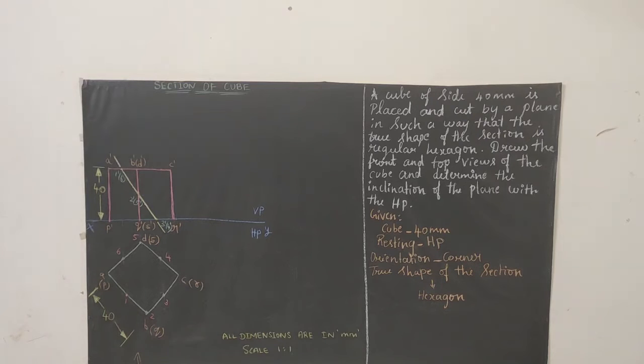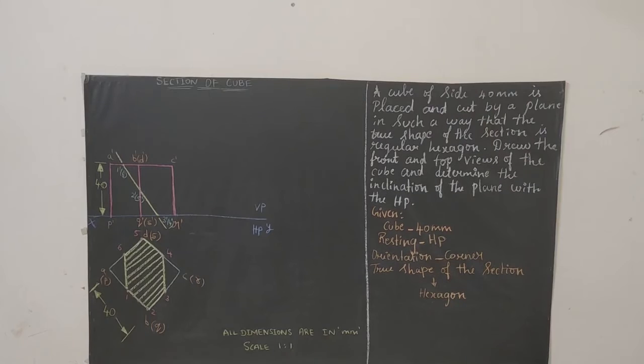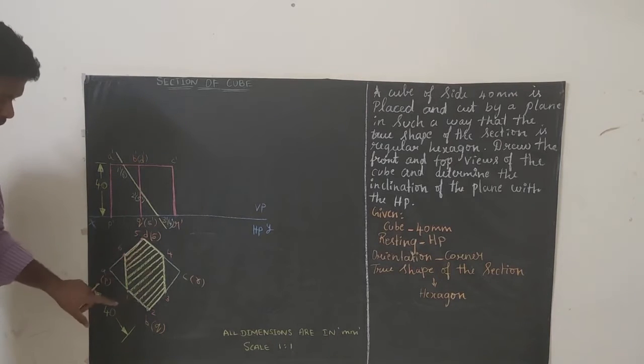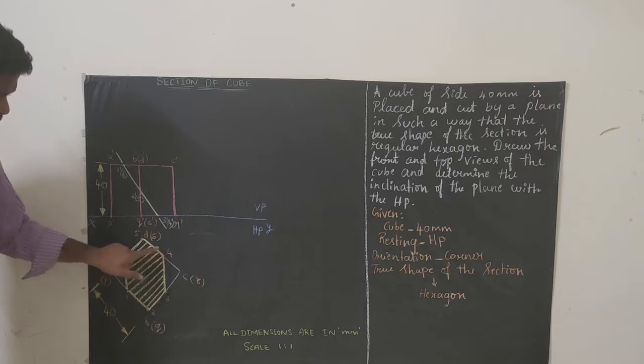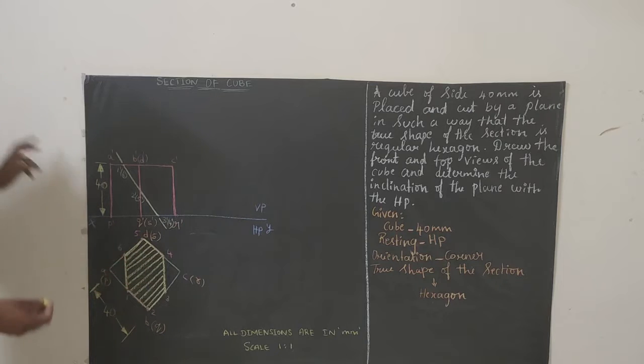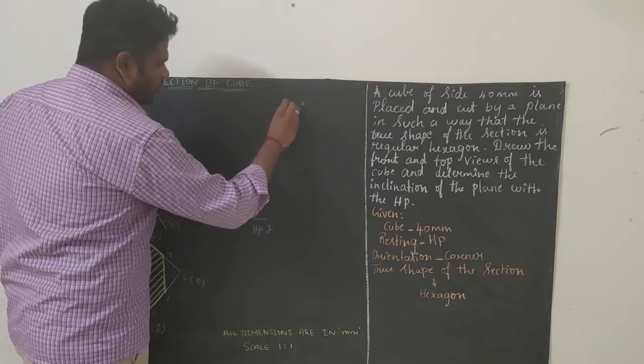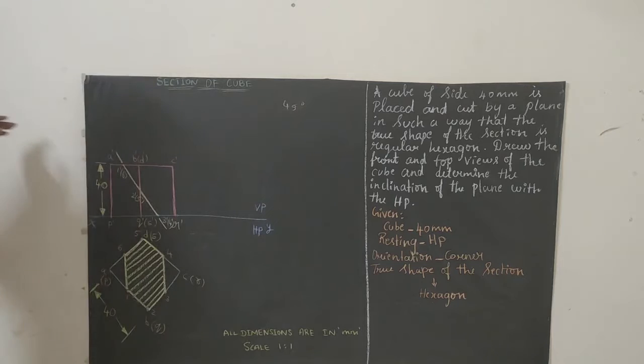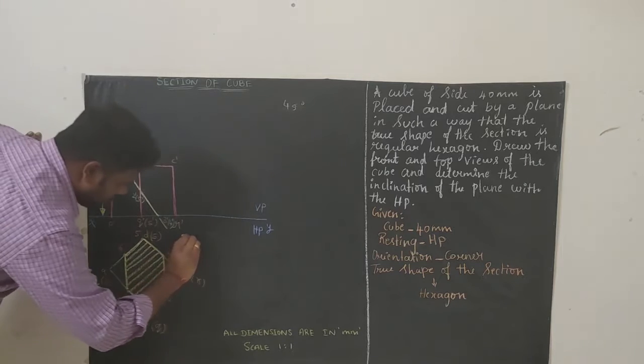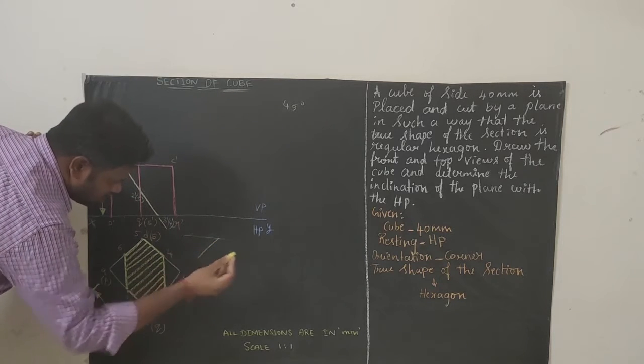Just join all the points and do hatching. See how I have drawn the hatching. Connect all the points: 1 to 2, 2 to 3, 3 to 4, 4 to 5, 5 to 6. For hatching, the hatching angle should be 45 degrees. So how to do hatching is, you can draw anywhere. See, draw a line and draw this line for 45 degrees.